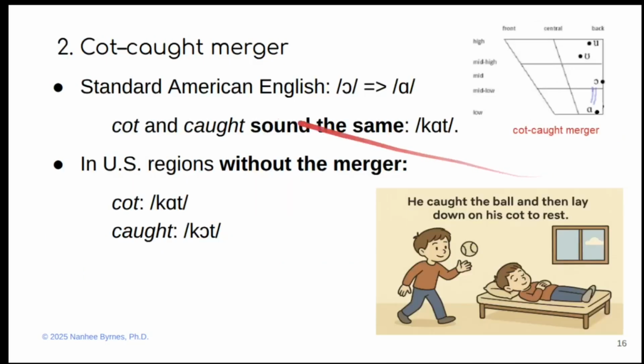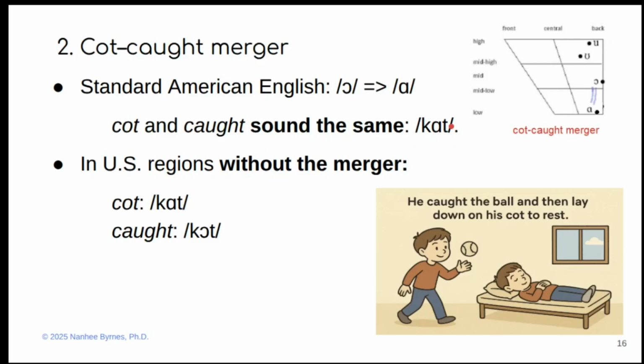Next, the cot-caught merger. In American English, many words that used to be pronounced with O are now pronounced with ah. In regions of the U.S. without this merger, cot and caught are pronounced differently, cot and caught. But in standard American English, they sound the same, cot.